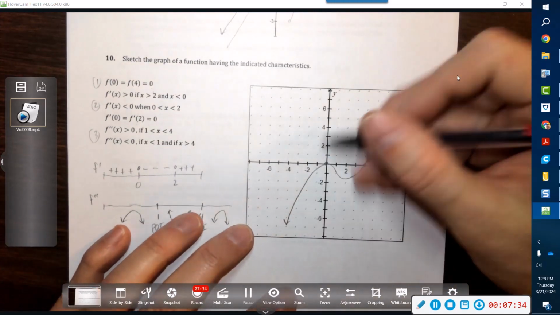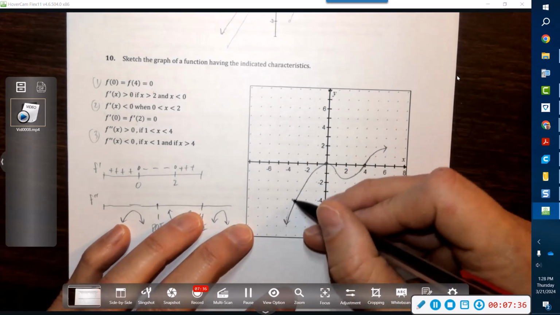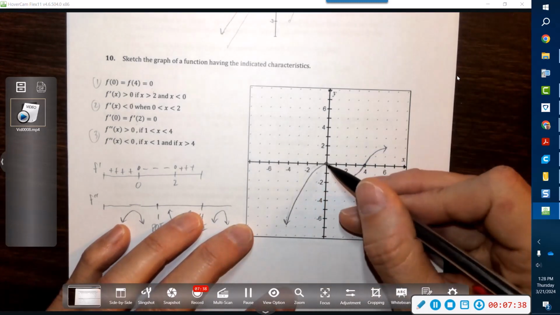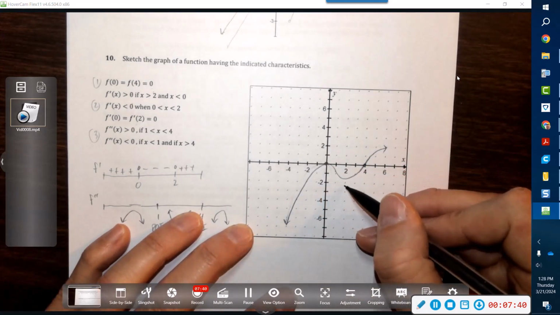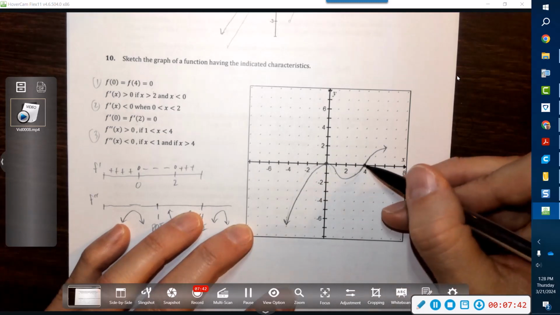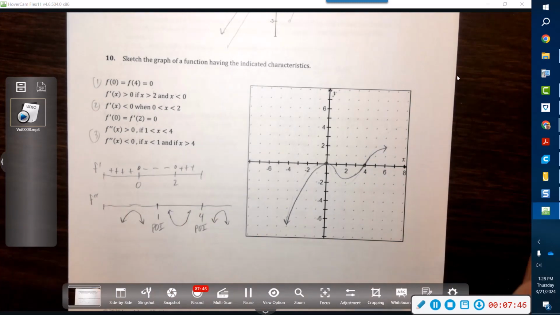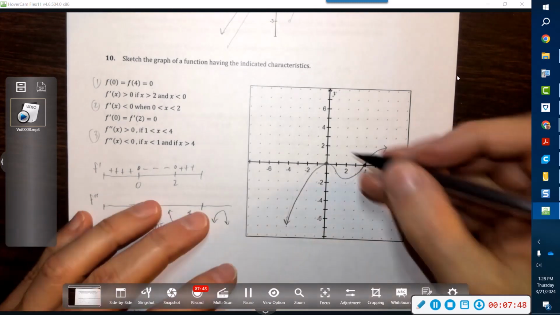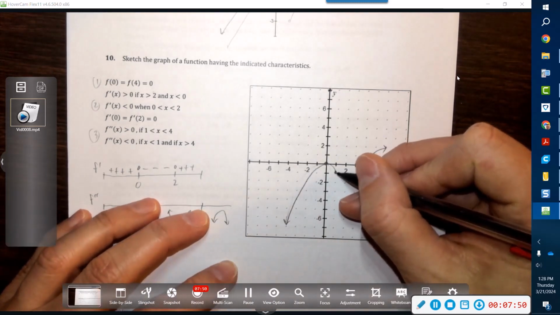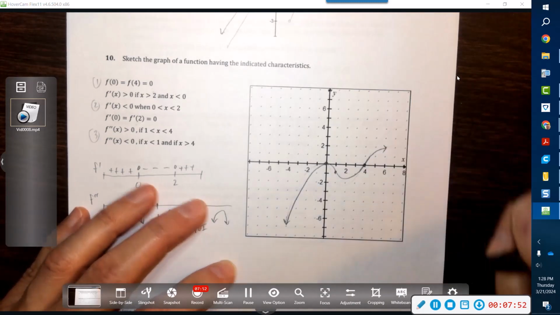And you could play around a little bit with this, like maybe have this come out a little bit higher. Maybe this guy could come a little lower and then come back up. This guy could shoot off a little bit higher. There's a little variation, but ultimately it's got to look like this, where this is a point of inflection and this is a point of inflection.